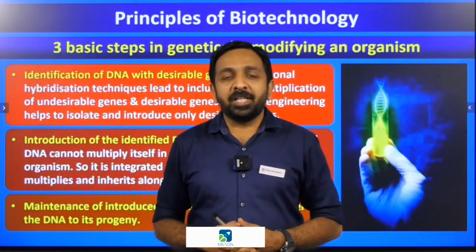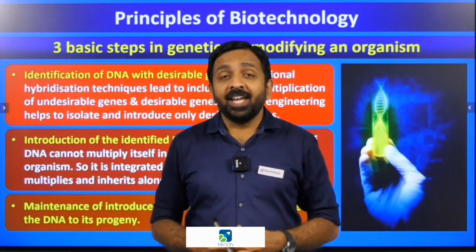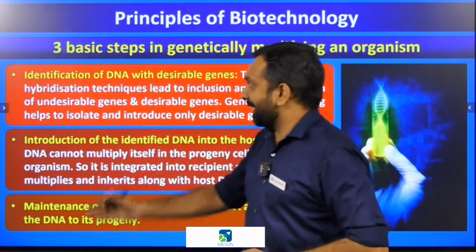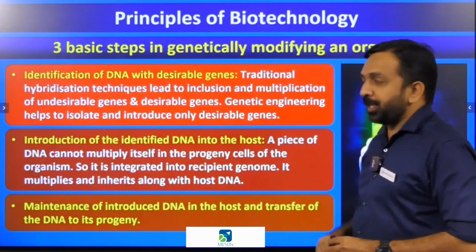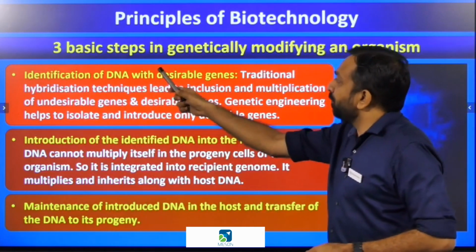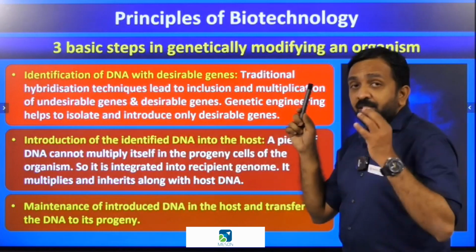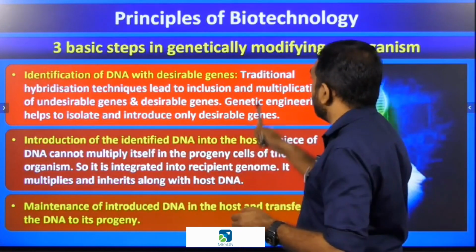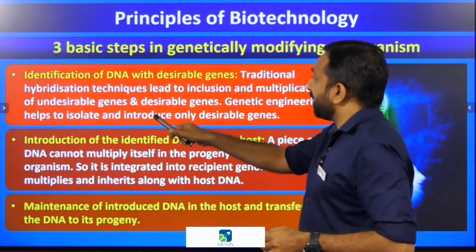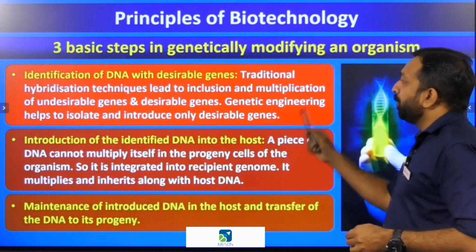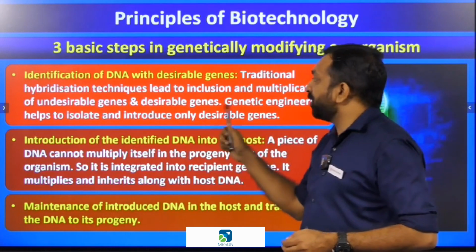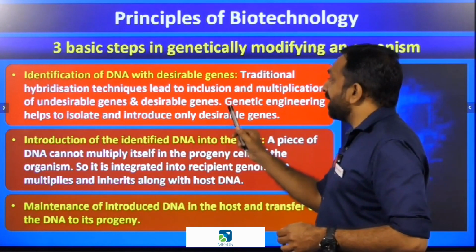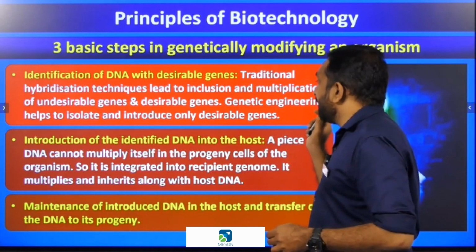Now let us see what are the three basic steps in genetically modifying an organism. As you can see, the first step involves identification of DNA with the desirable gene. This is the first and the most important step. You have to identify a gene. Traditional hybridization techniques lead to the inclusion and multiplication of undesirable genes along with desirable genes. Genetic engineering helps to isolate and introduce only the desirable gene.